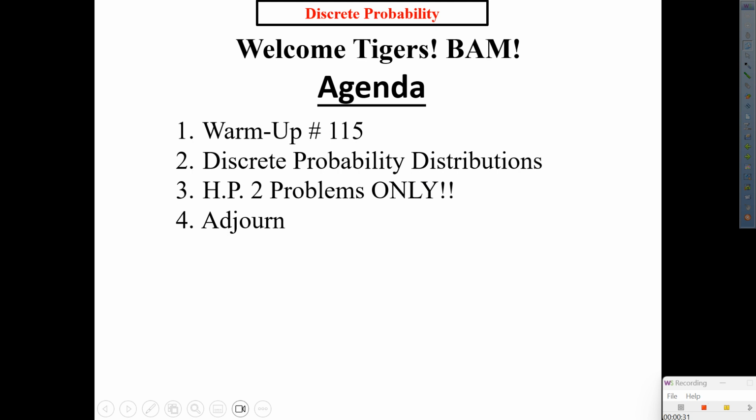All right, copy the agenda. Warm-up number 115, discrete probability distribution, and 2 problems only for tonight. We did a cumulative review last week. We ended up the week with a pop quiz. I thought it was fairly simple and straightforward. And today we're just going to add one more component just to close this section up. And I think by the looks of it, I might be asking you to bring your books back by now.